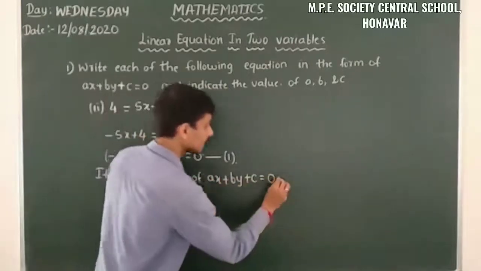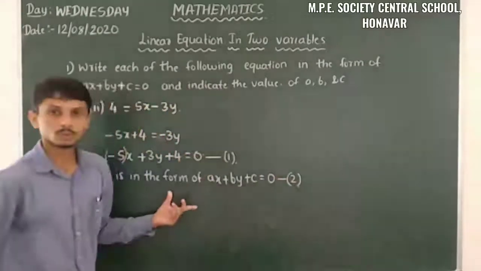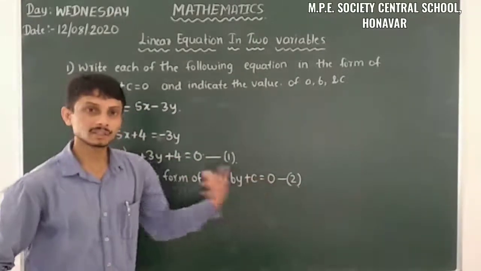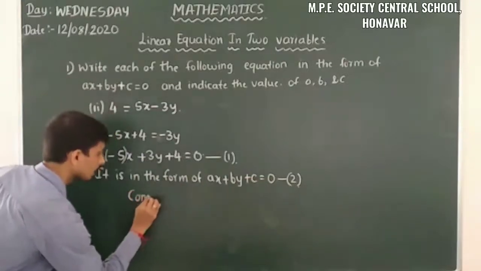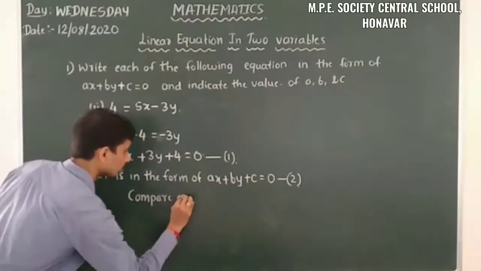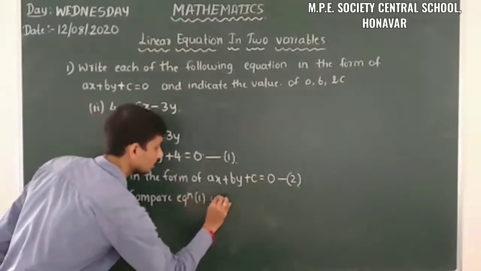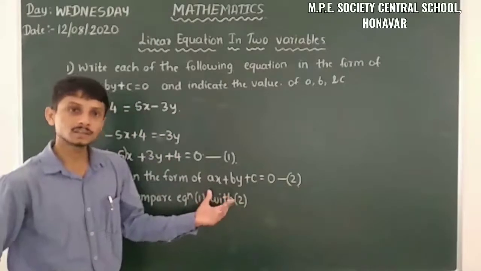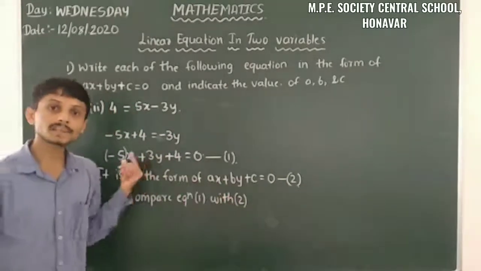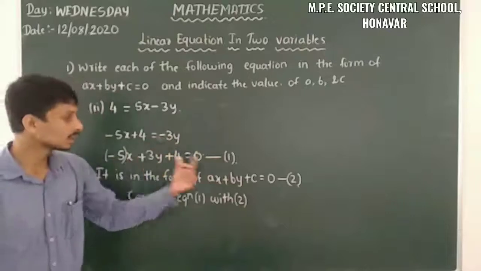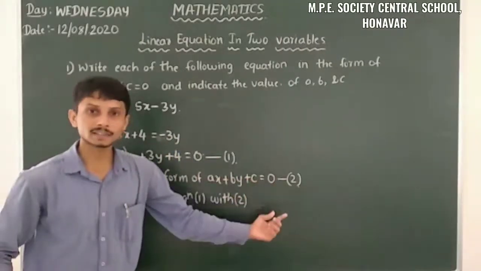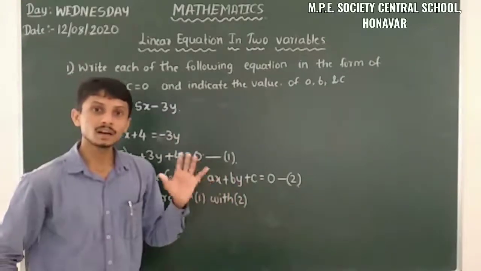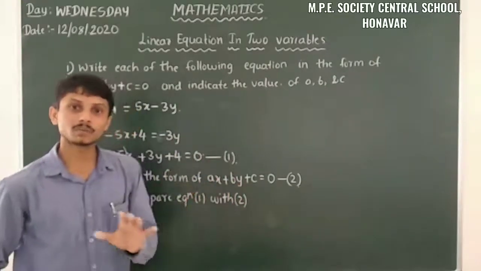I will take this equation as equation number 2 here. Then we have to compare equation 1 with equation 2. What are we going to compare here? So here x is the same. In the place of x there is x, in the place of y there is y, and on the RHS there is 0 only. So the difference is in the coefficient of x, the coefficient of y, and the constant term.